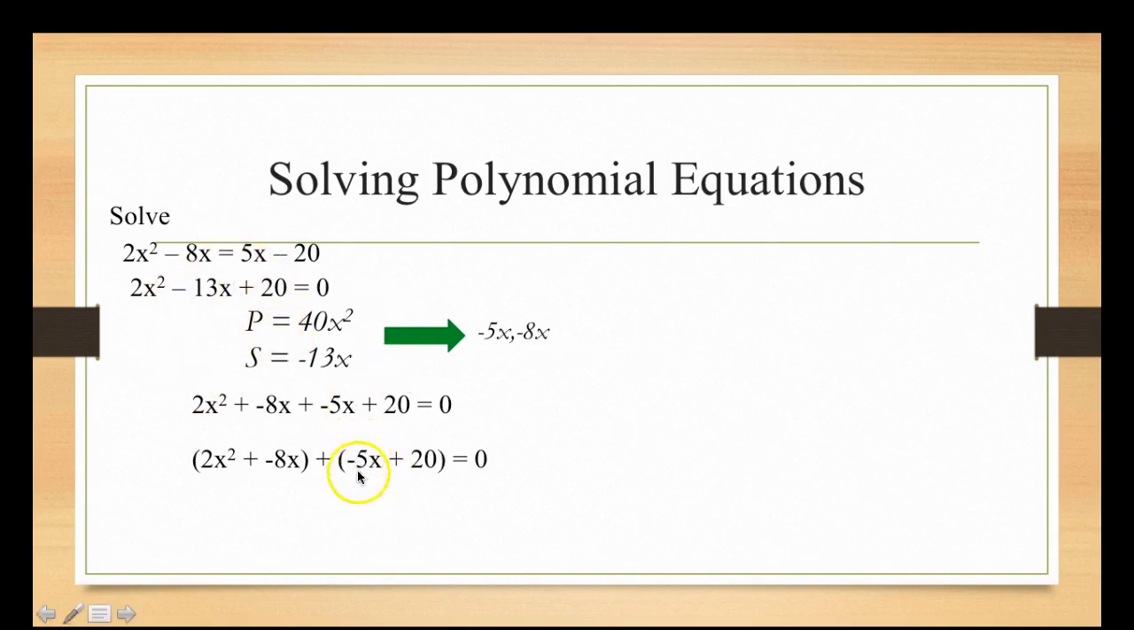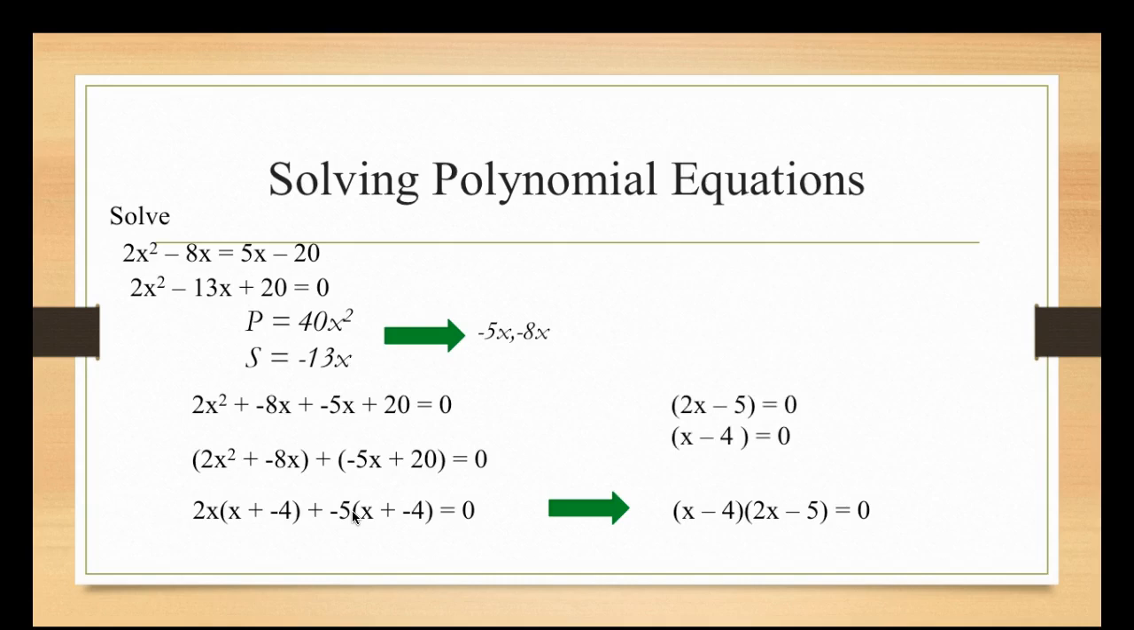Remember, you never want the leading coefficient in this group of parentheses to be negative. So my factors, one factor will be the stuff inside the parentheses, x minus 4. The other factor will be the stuff left outside the parentheses, 2x minus 5. I set each one of these factors equal to 0 and solve accordingly. So x should equal 5/2 and x equals 4.